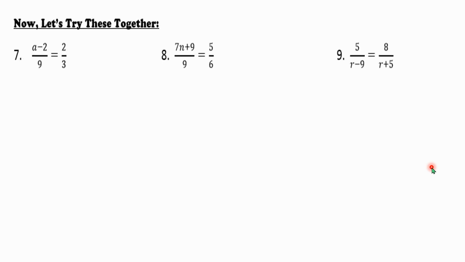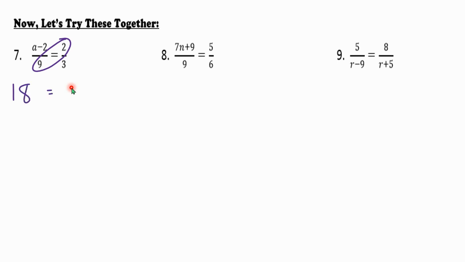Okay, so in the next set of examples, we're going to start noticing there's more going on than just a single number in each of the ratios. So the first thing I like to do is, when I see something like number 7, with a minus 2, when I do that cross product, you'll see me put parentheses around that a minus 2, and that's going to help me remember that eventually I'm going to need to distribute. So here we go. The first cross product, 9 times 2 is 18.